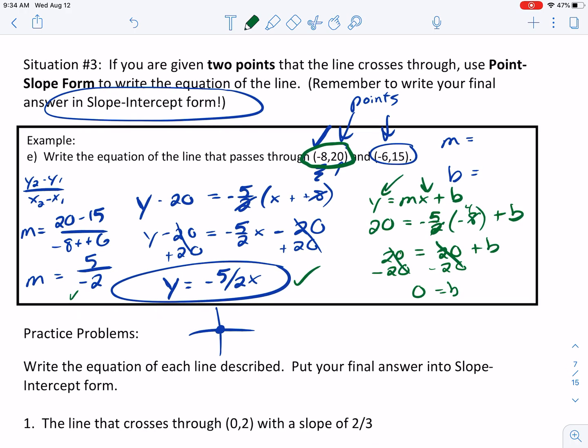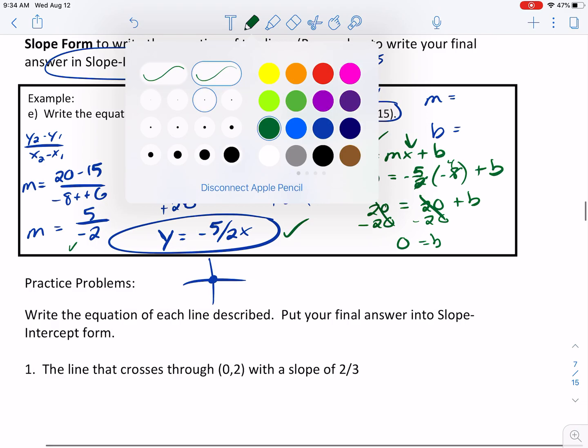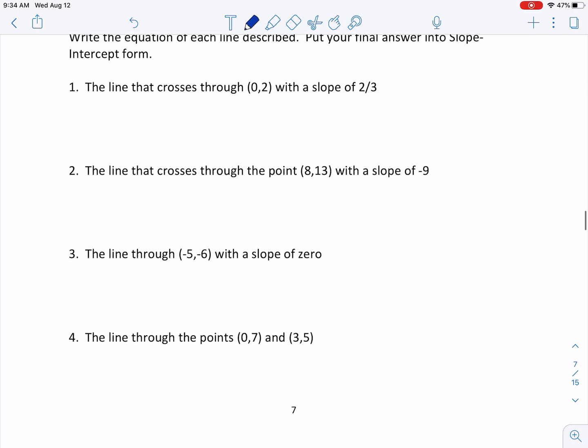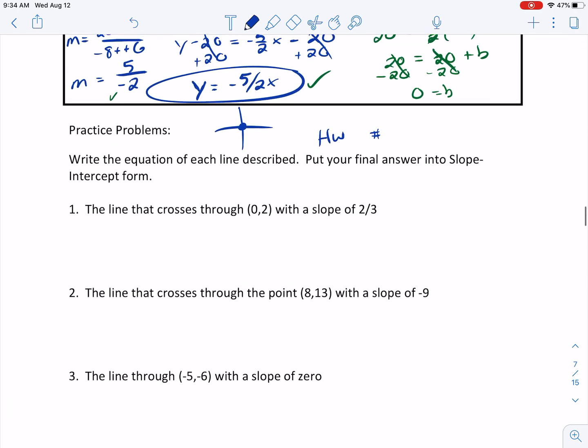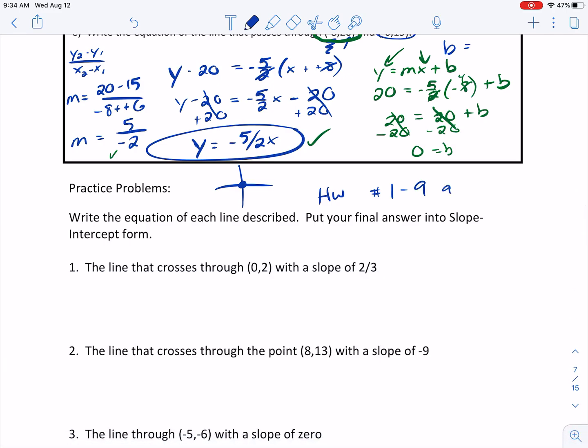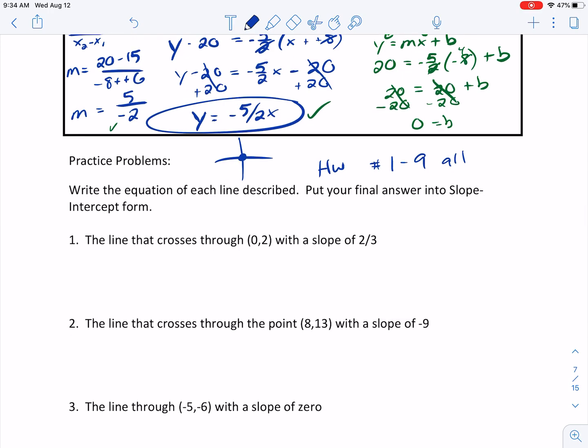Okay. All right, for homework, I would like you guys to do numbers 1 through 9 all on this page. And again, I'll post the answers right before, so don't forget to check your work when you are done.